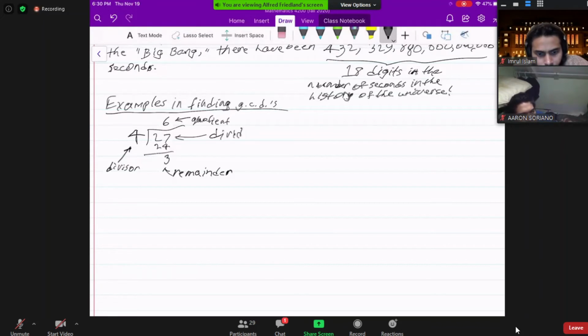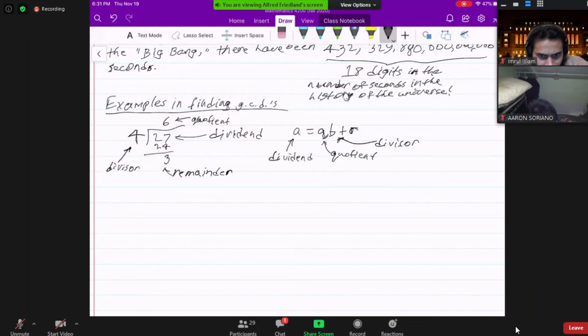So if you have, for instance, A equals BQ or QB, I think I wrote it as QB on Tuesday, plus R. So yes, the A is what you're dividing into. That's the dividend. The Q is the quotient. The B is the divisor. And the R is the remainder.